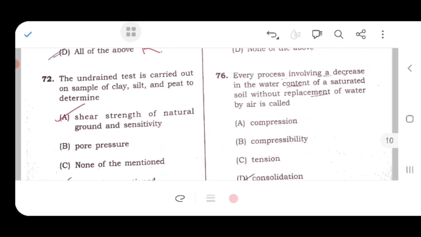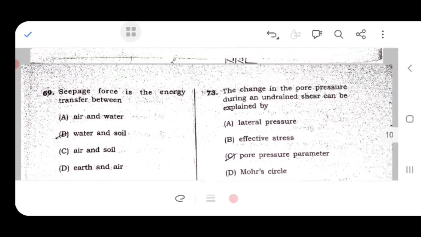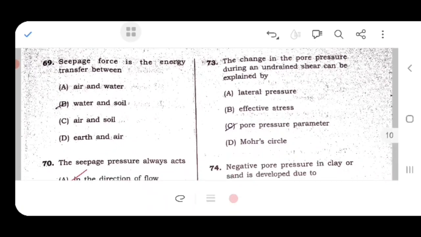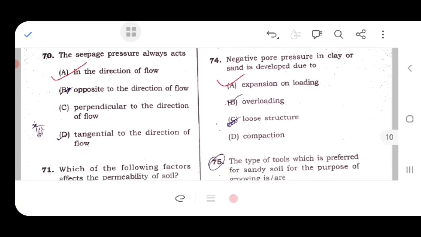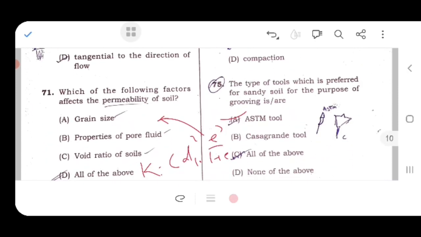The undrained test is carried out on a sample of clay, silt and peat to determine the shear strength of natural ground and sensitivity. The change in the pore pressure during undrained shear can be explained by pore pressure parameter. Negative pore pressure in a clay sample is developed due to expansion on unloading.